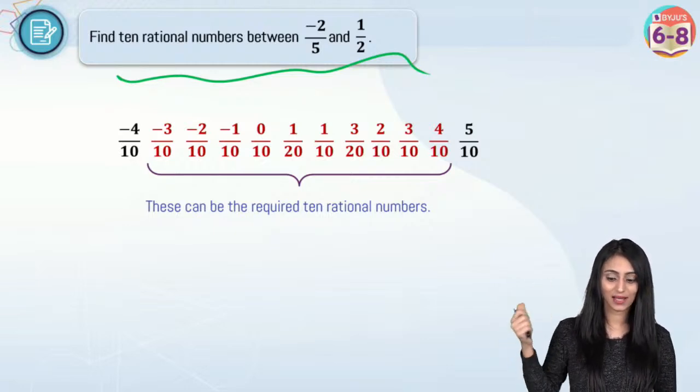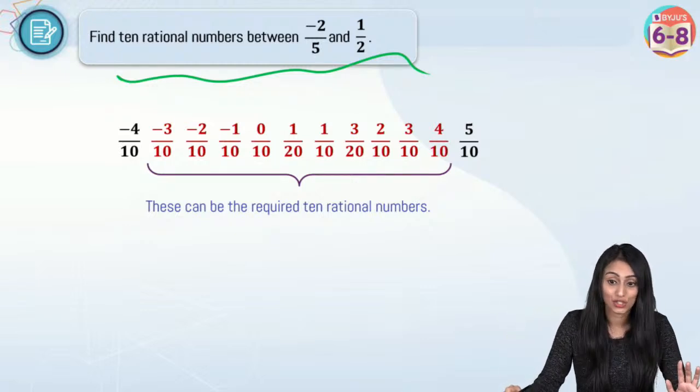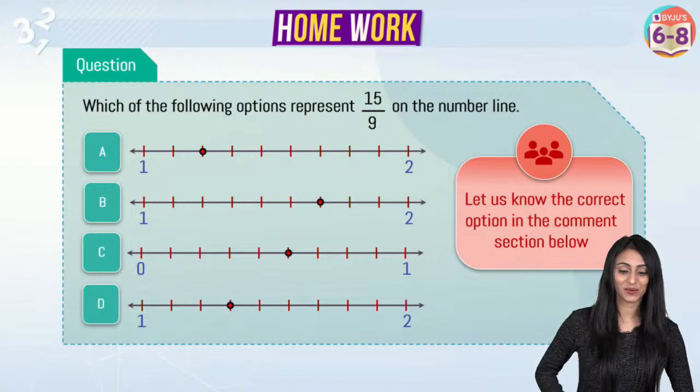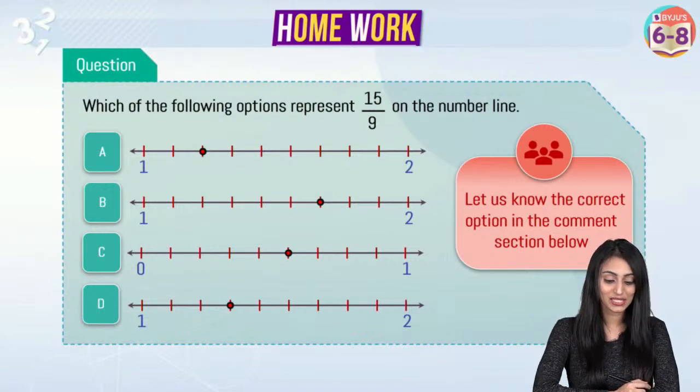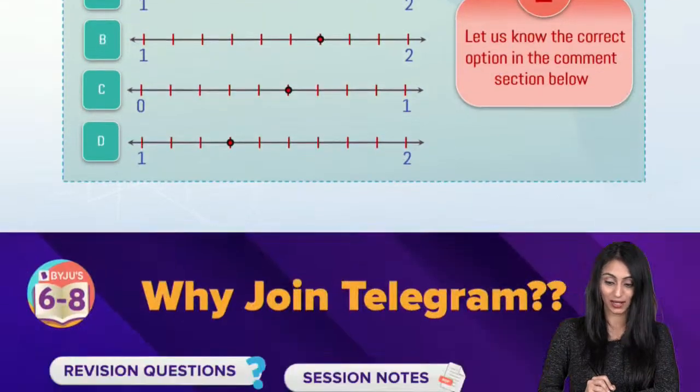Yes? Quickly, thumbs up, smileys. So this was the last question of today's session, but this is not the end because we have the homework question also. All right, let's quickly take a look at the homework question. Which of the following options represent 15 by 9 on the number line? And you can let us know the correct option in the comment section below. After this session, you can answer this.